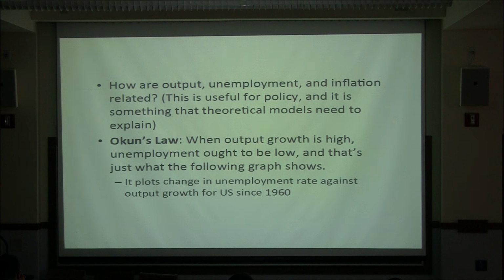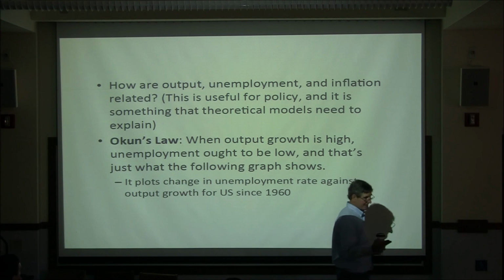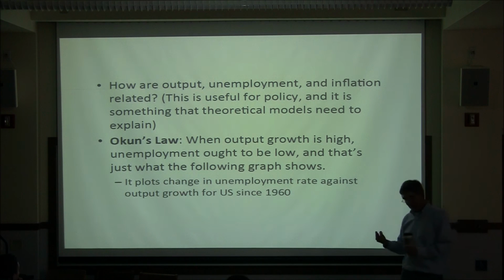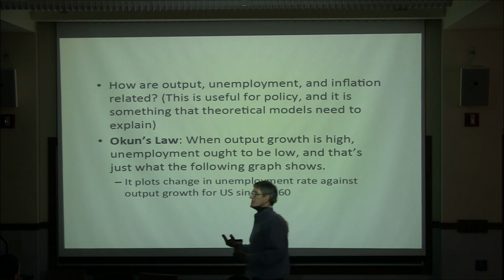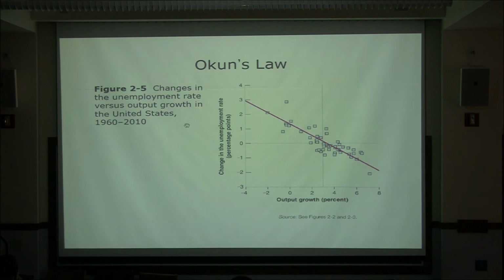A couple more things. So these are the three things we've looked at: output, unemployment, and inflation. How are they related? And we're going to come up with some measures, some relationships that are very useful for policy. So the first is called Okun's Law. What it tells us is how output growth, the percentage change in output, and unemployment are related. So this is straight from the book.